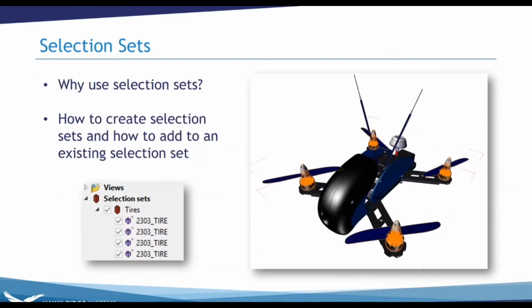All right. So the very first thing is just selection sets. Talk about why we would use selection sets, and then afterwards how to create them, and then once it's created, how do you add to an existing selection set?